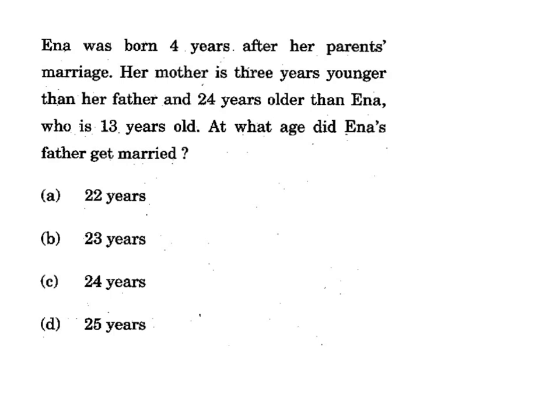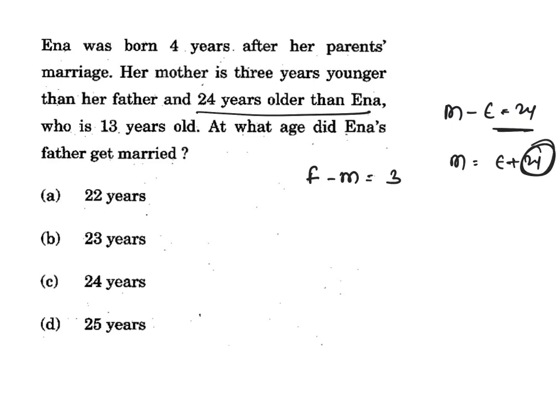Anna was born 4 years after the parents married. Her mother is 3 years younger than her father. Father minus mother is 3 years. And 24 years older than Anna. So mother minus Anna is 24 years, which means mother's age is Anna plus 24. So when she was 24 years, Anna was born. When Anna is 0, mother is 24, which means when Anna was born, the mother's age is 24.